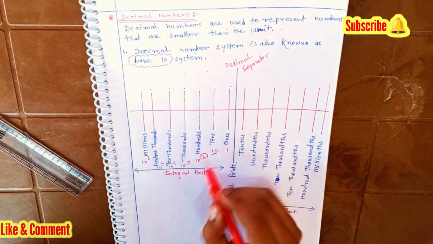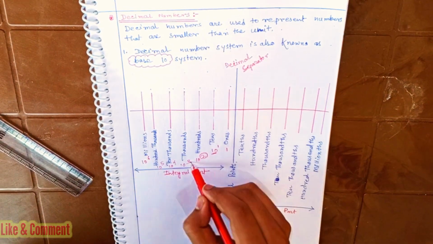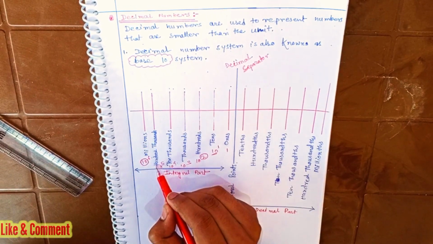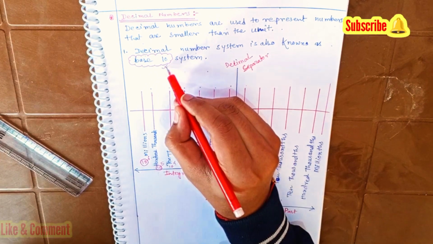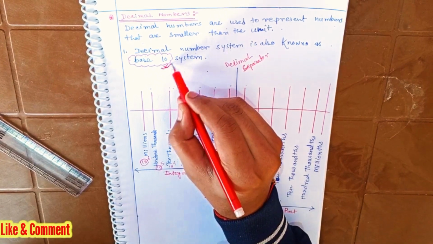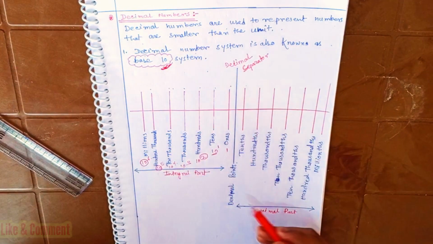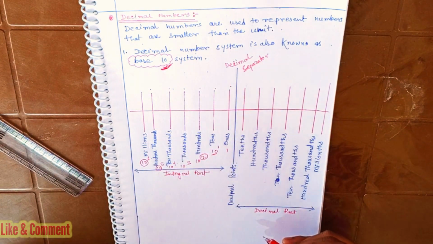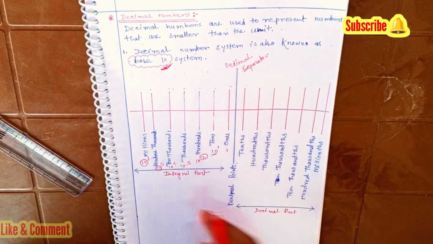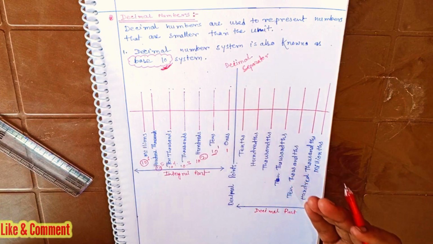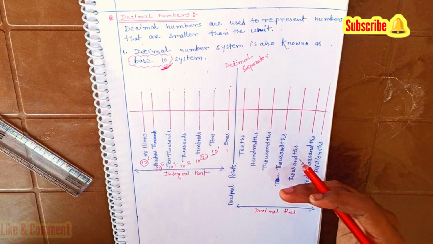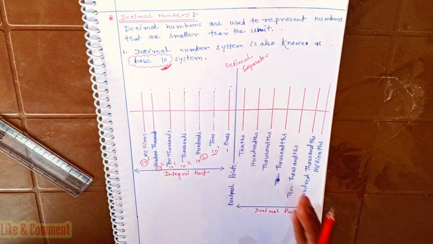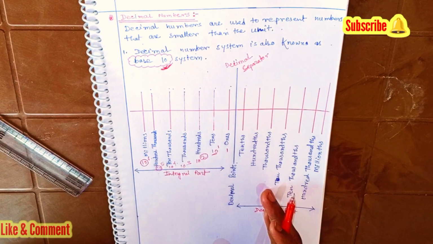The power will be changed: power 1, 2, 3, 4, 5, 6, and the base is always constant, that is 10. That's why this is called the base 10 number system. And this is the integral part, and this is the decimal part. Decimal part means after the decimal point. We always have to know that.